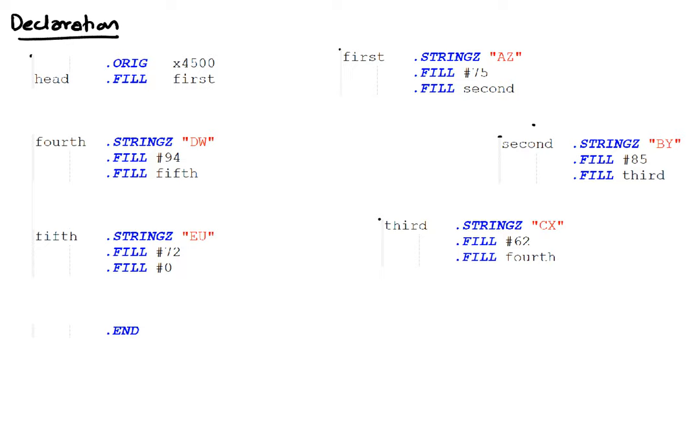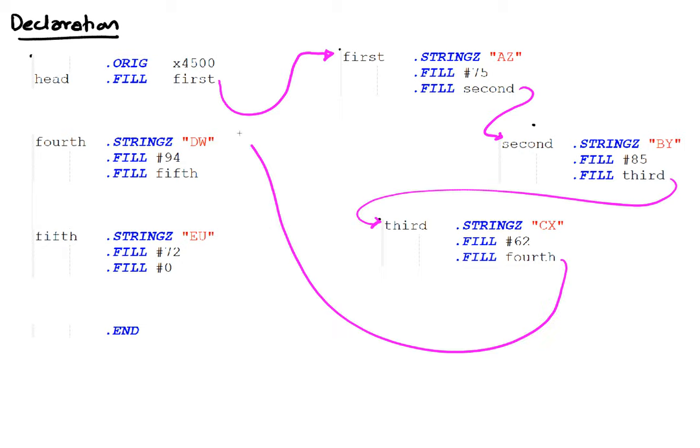So my first node is, this is the head, which is telling you where the first element is. This is telling you where the second element is. This is telling you where the third element is. The third element is pointing to the fourth element, and the fourth element is pointing to the fifth element, and the fifth element is a null.